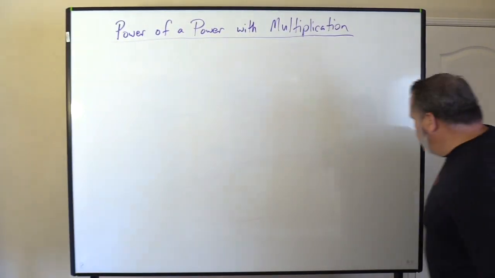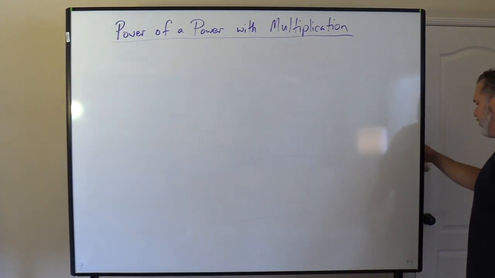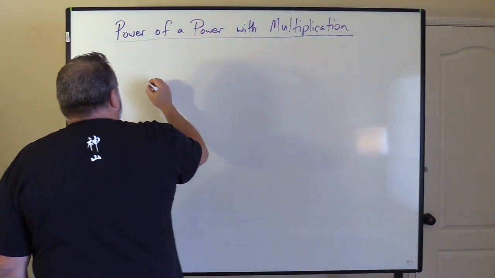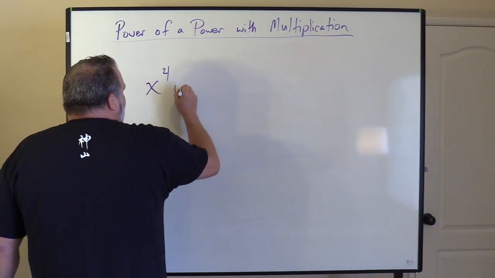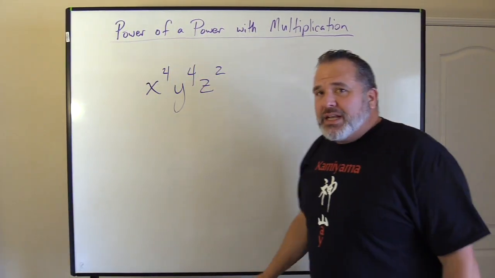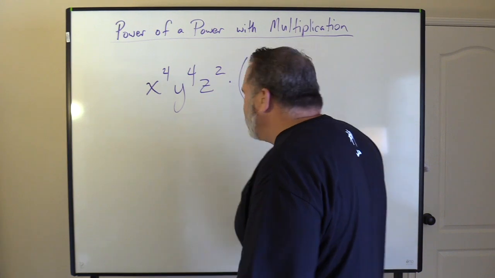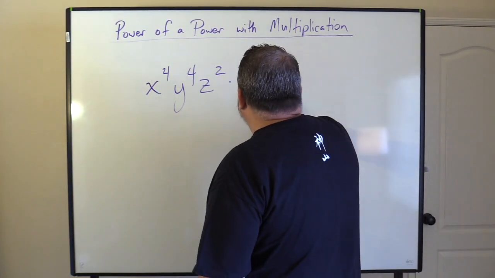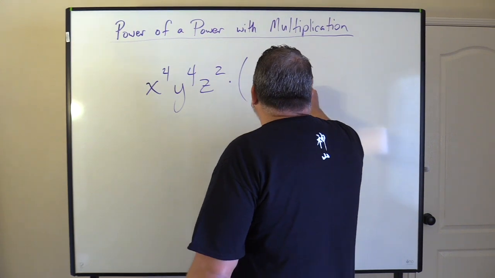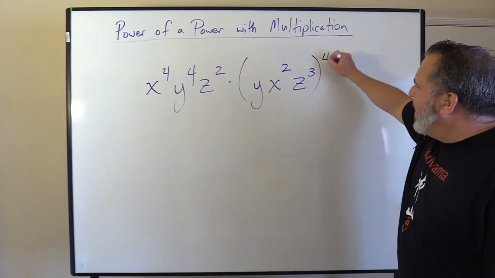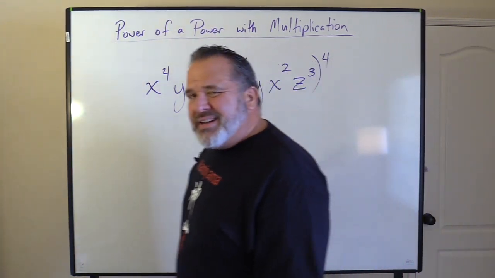Oh, that's a lot of squeaking. All right, now look, here we go. Look at this one now. X to the 4th, Y to the 4th, Z to the 2nd, right? And let's do times, let's think of this one, Y, X to the 2nd, Z to the 3rd. And let's take this and raise it all to the 4th power. Why not? That's a nice problem right there.